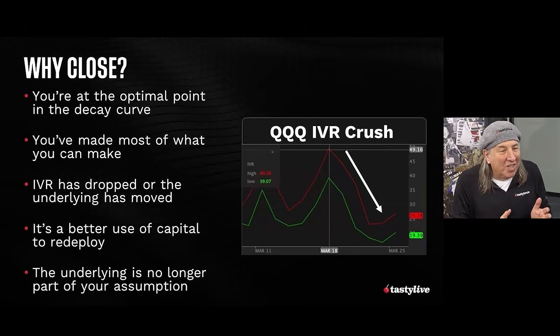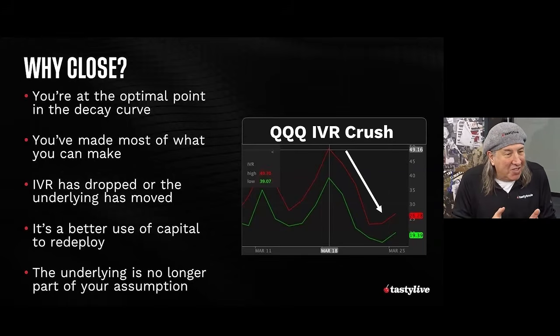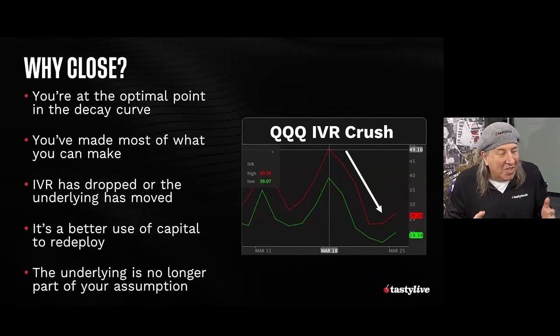Why close? The implied volatility rank, which was quite high when you put the position on, is now low, because the underlying has either moved, or it did what it was going to do, or it had its earnings, whatever it was. So the IVR has dropped, so it's no longer an attractive play.